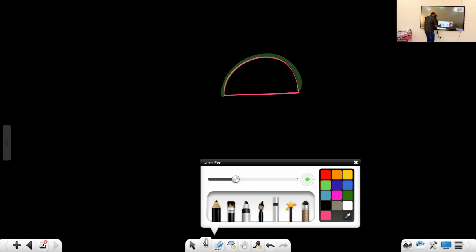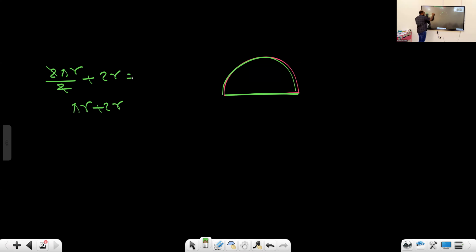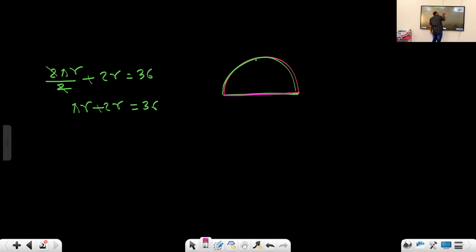Just now I told you, complete circle length is 2 pi r. But we have only half circle, so 2 pi r by 2. That means half circle, this one, plus this. What is this? This is the diameter. Diameter symbol is D or 2r, double of the radius. So 2 and 2 cancelled. We have pi r plus 2r. This is given 36.